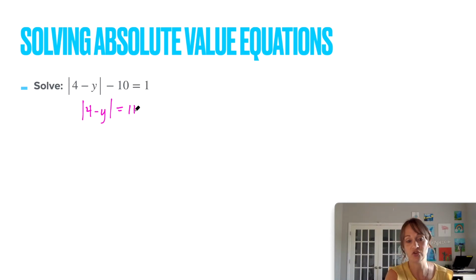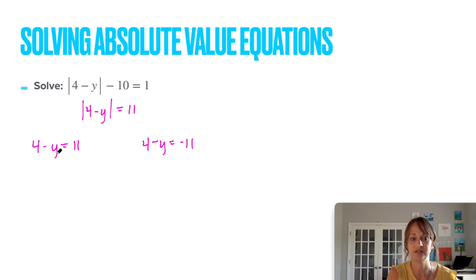Now that you have the absolute value isolated, we are going to split it. We will have 4 minus y equals 11, and we'll have 4 minus y equals -11. So to solve this equation, 4 is positive, so I'm going to subtract 4 on both sides, and I'll get 7. Now I need to divide by a -1, and I will get -7.